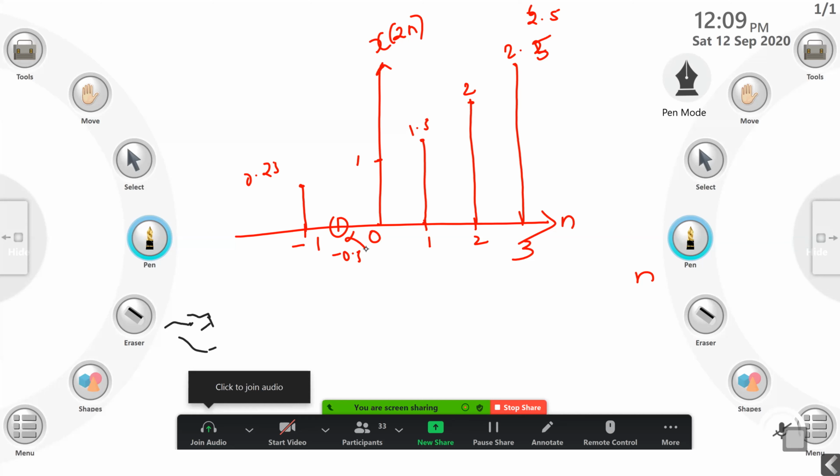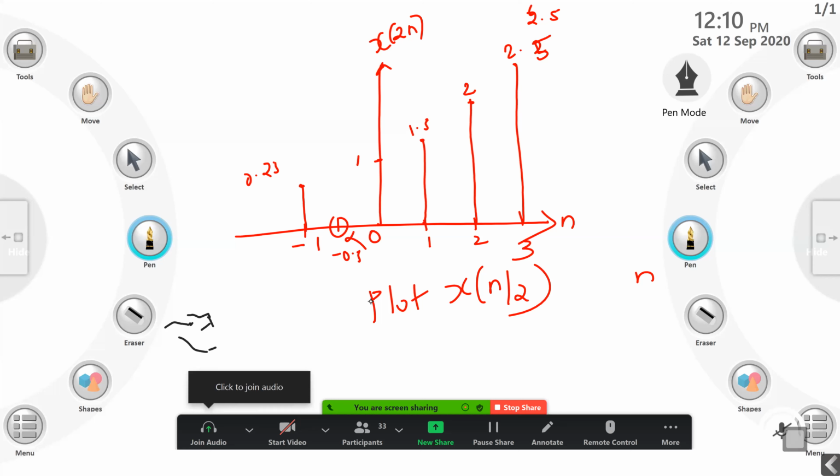Plot x of n by 2. I'll give a clue for you. While plotting x of n by 2, you need to change the time instant to double. That is, -2 will become -4, -1 will become -2, 0 will remain as such, 1 will become 2, 2 will become 4, 3 will become 6, and 6 will become 12. So the signal will expand from -4 to 12, and the number of samples in between will also increase.